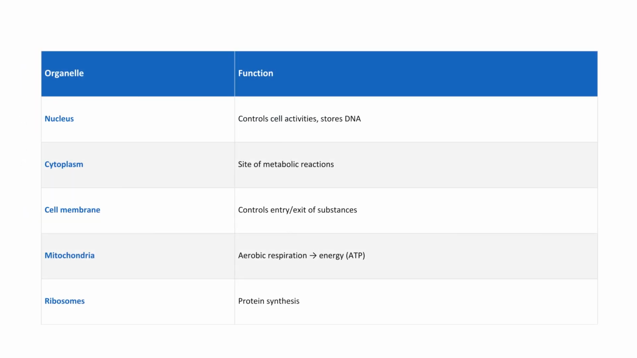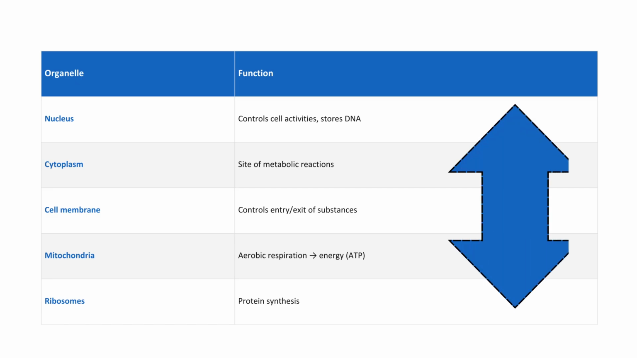The nucleus controls cell activities. The cytoplasm is where most reactions happen. The cell membrane controls what enters and exits. The mitochondria release energy through respiration, and the ribosomes build proteins. Let's now look at each one in more detail.